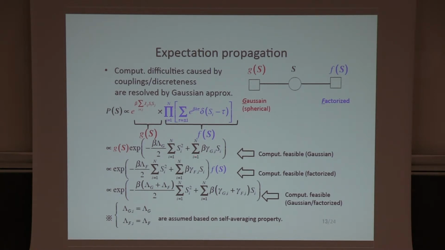So we approximate it by introducing factorized Gaussians. So here.